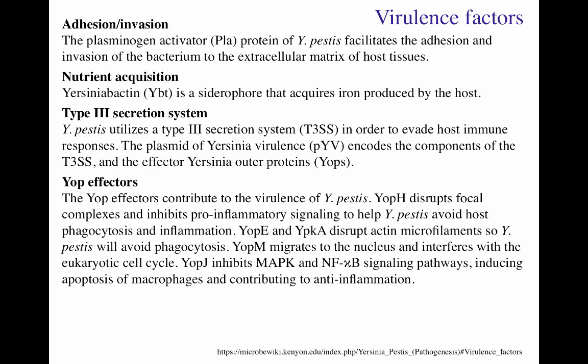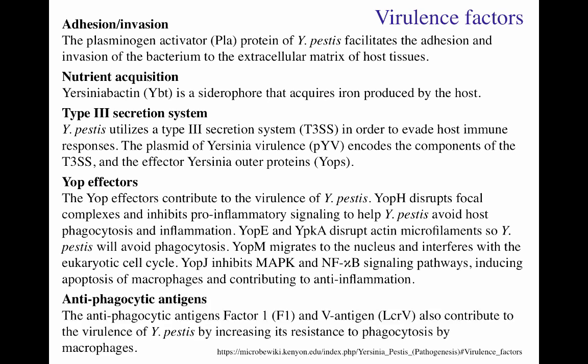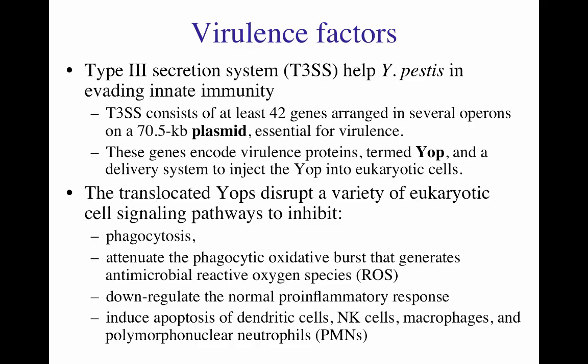so they do not allow the immune system to target the bacteria and therefore have problems inducing active inflammation. And last, because they are also expert at avoiding the immune system, they have anti-phagocytic antigen F1 and V antigen, which are going to prevent the phagocytosis of Yersinia pestis by macrophages. So now all those virulence factors are giving the advantage to the bacteria so it avoids the immune system.